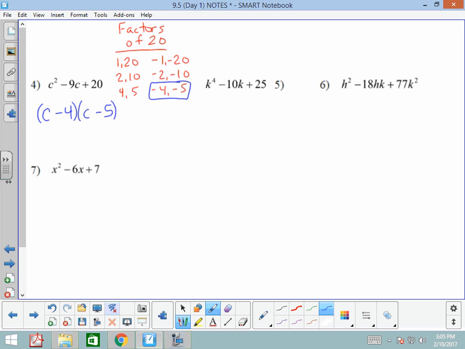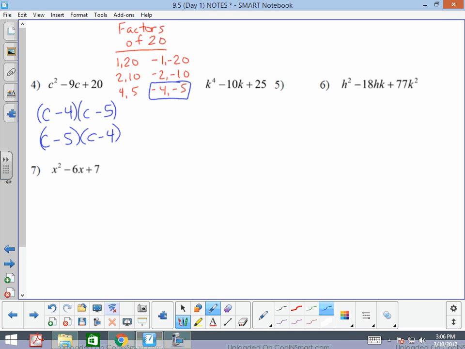Now, it doesn't matter if you want to write c minus 5, c minus 4, okay? The factors can be interchanged, but the c's need to be first. The factors of 20 need to be last. So it doesn't matter if you have minus 4 in the first parentheses and minus 5 in the last parentheses, or if you switch it around. Also, remember, make sure you do FOIL to check. Okay, so either one of these answers is fine.